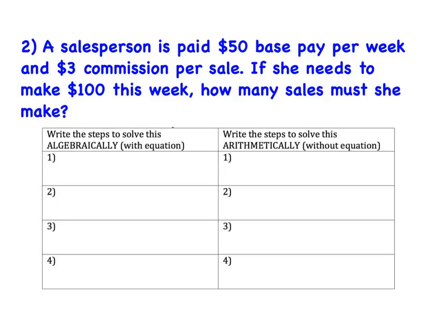All right, let's take a look at our next problem. A salesperson is paid $50 base pay per week and $3 commission per sale. If she needs to make $100 this week, how many sales must she make? This is a great opportunity to practice writing an equation from a story problem. So before I continue on, I want you to see if you can write an equation on your own. And you can do that in this first box here. Write an equation on your own. So pause the video now if you'd like to try writing it on your own.